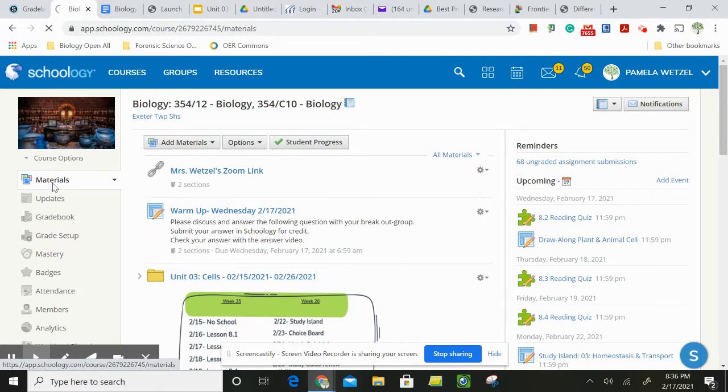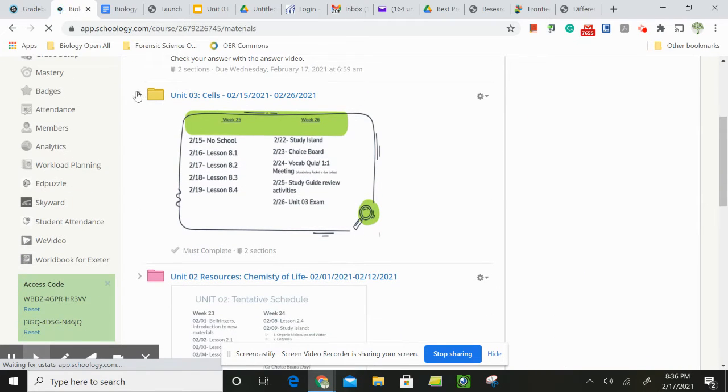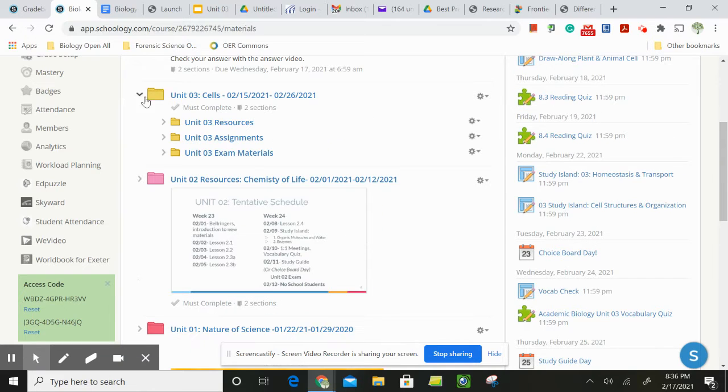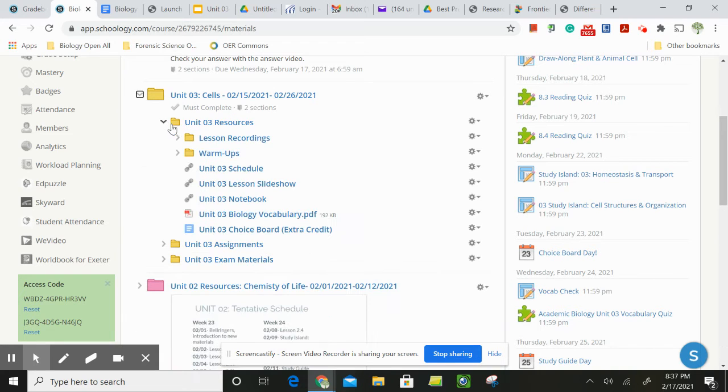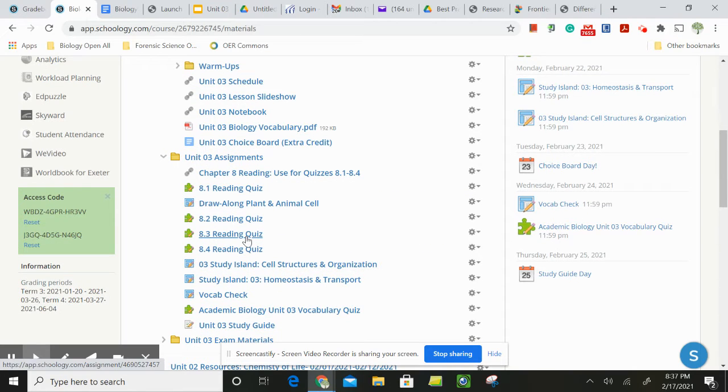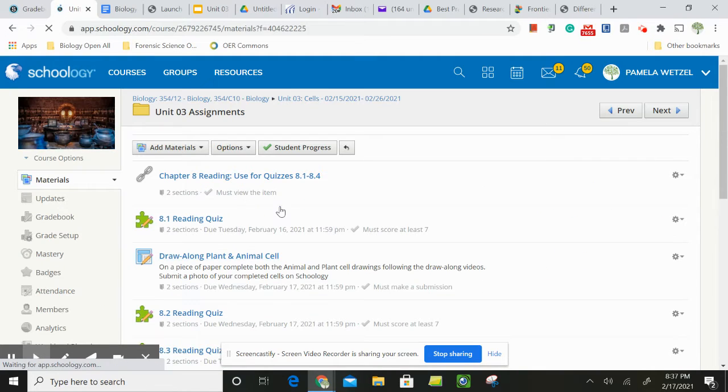You're clicking on the materials section, and in the Unit 3 folder, that's where you're going to find the slideshow. Click on that. Unit 3 resources, and the lesson slideshow is right there. If you're taking notes, there's your interactive notebook, and at the conclusion of today's lesson, you will be doing the 8.3 reading quiz. So if you are following along with student completion, you should be up to the 8.3 reading quiz at this point.